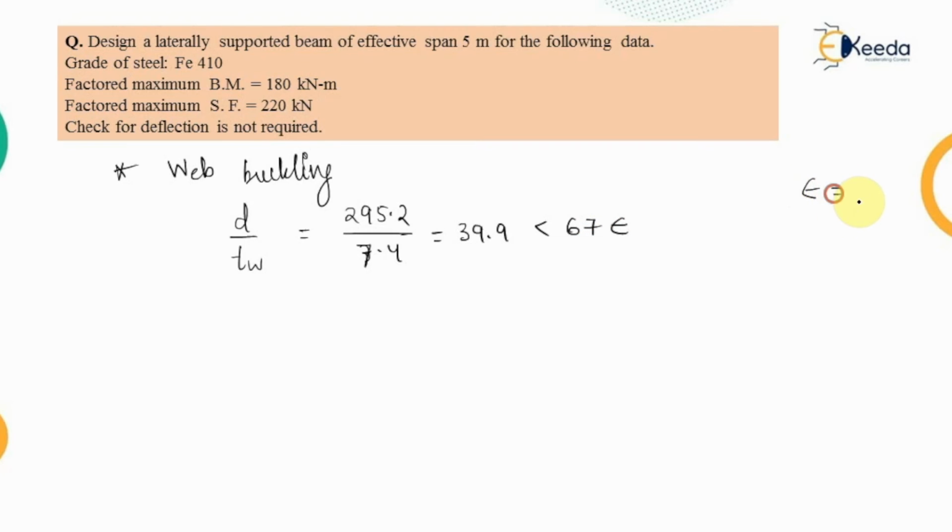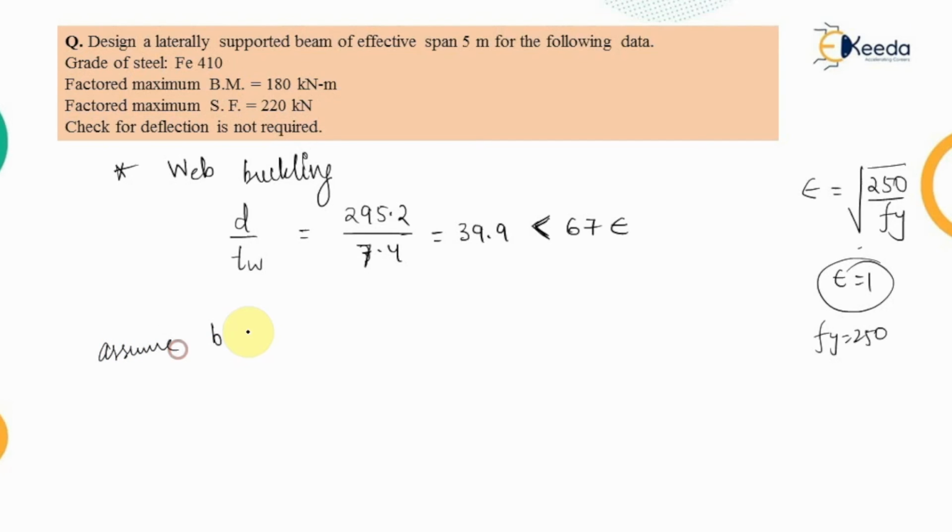Now this epsilon value is equal to square root of 250 divided by Fy, and since Fy is equal to 250, this epsilon value is 1. So that means this value of 39.9 is less than 67. Therefore, this d by tw is okay. Now, since it is a case of high shear, web buckling has to be checked. Now, assuming the bearing length of 100 millimeter, as we were given in the previous question, here we have assumed that this bearing length is 100 millimeter.